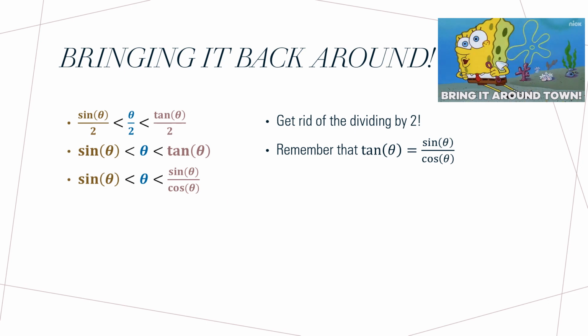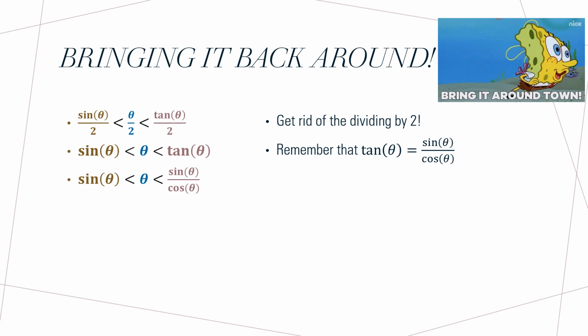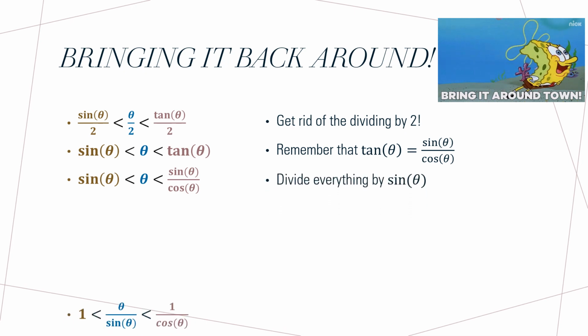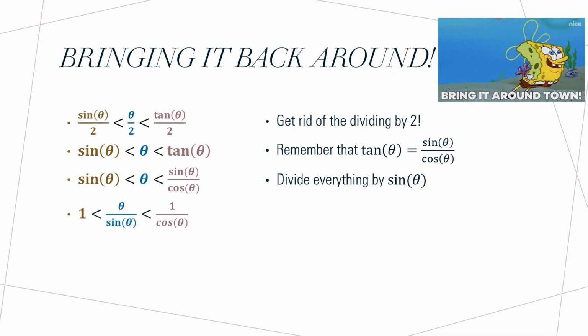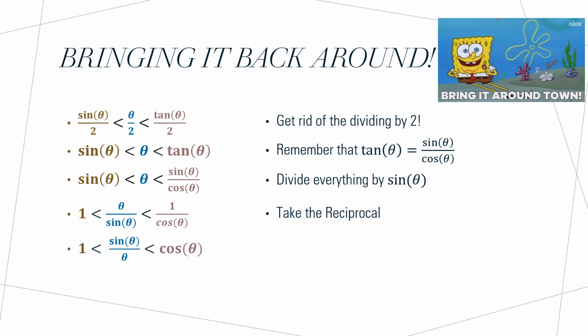And now we can divide every term in this inequality by sine theta, which gives us 1 is less than theta over sine theta is less than 1 over cosine theta. Then we take the reciprocal of every term. So we get 1 is less than sine theta over theta is less than cosine theta. So now we've got something that looks a little bit more like what we were trying to take the limit of in the first place. So let's go ahead and take the limit at this point.